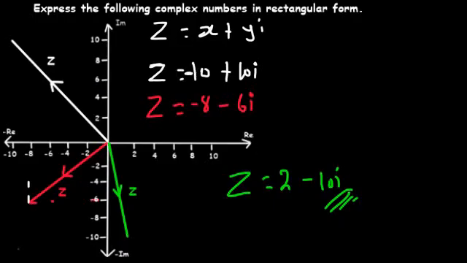So I hope you find this helpful and understandable, and I want to believe in one way or the other you now know how to represent a complex number on an Argand diagram and how to express a represented complex number from an Argand diagram into rectangular form.